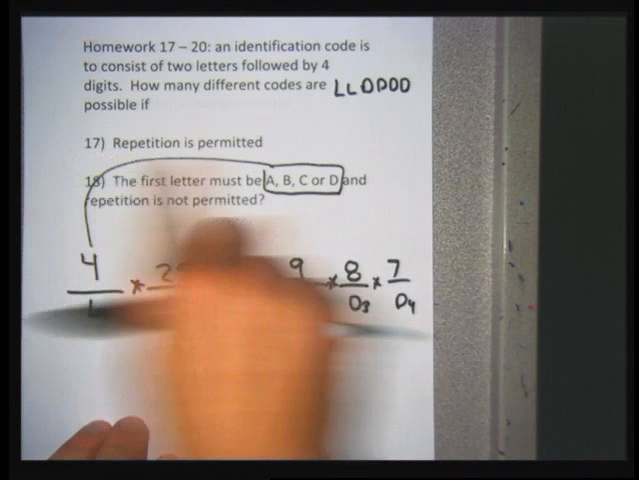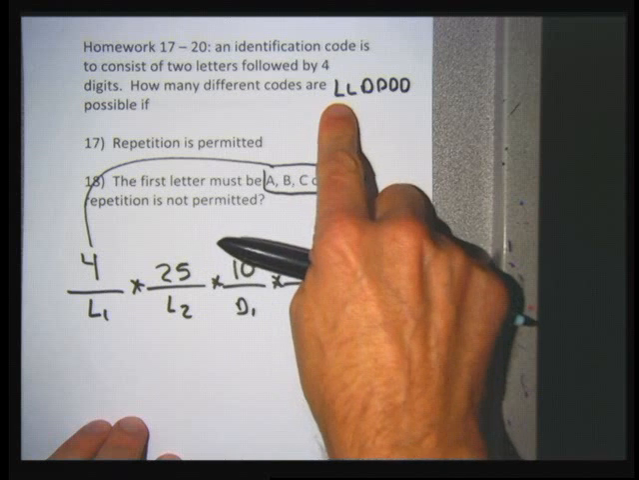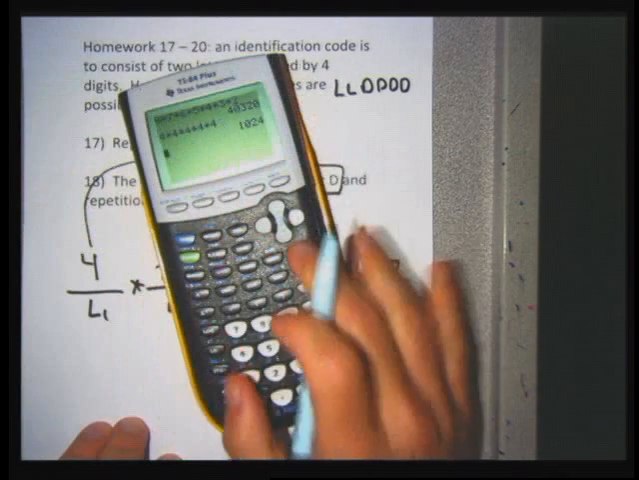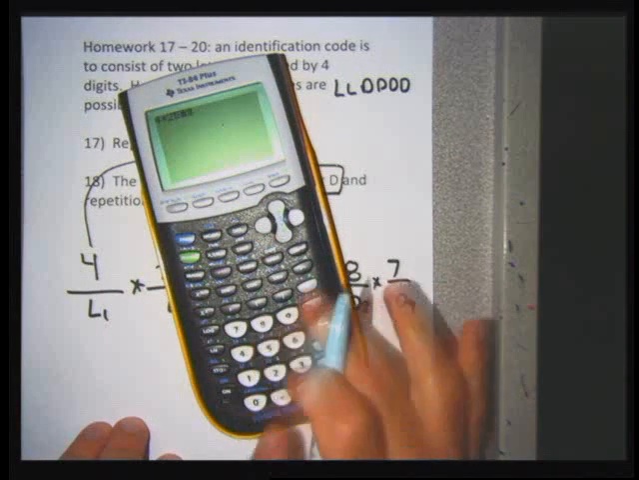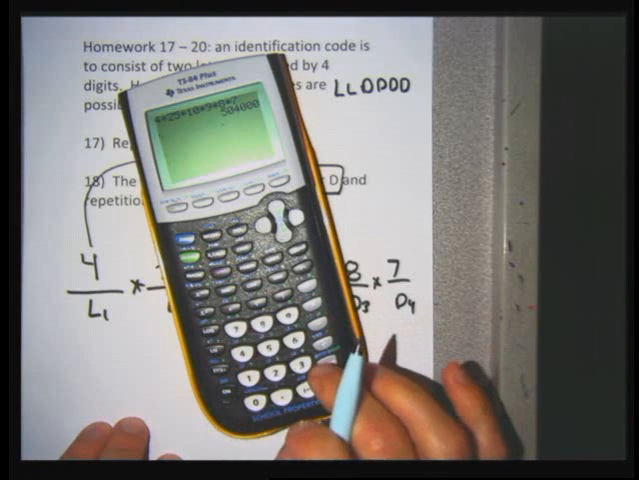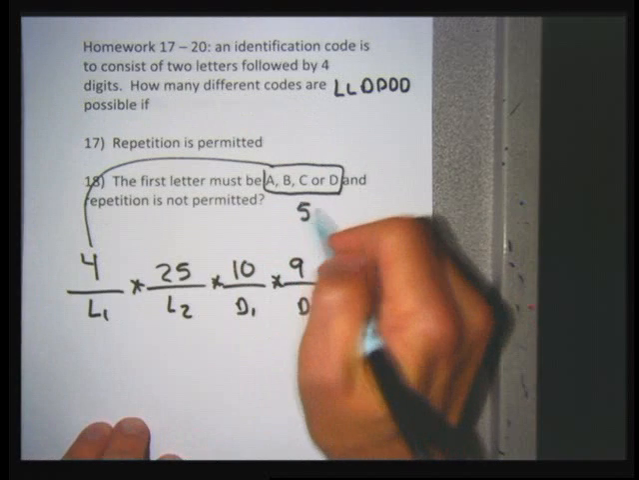On your problem, because repetition of both letters and digits is permitted, you're going to have a couple of 26s for the letters and 4 10s for the digits. So 4 times 25 times 10 times 9 times 8 times 7. I get 504,000 for my problem 18.